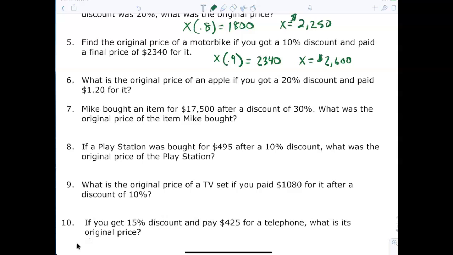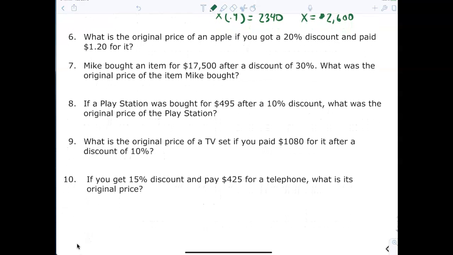All right. Lily, go. Okay, so what is the original price of an apple if I paid $1.20 for it after that discount? So X times parentheses 0.2. Oh, 0.8, my bad. 0.8, right? And then equals $1.20. So $1.50. Anybody else get $1.50? All right. William, did you have a question, buddy? No, I know it's wrong.